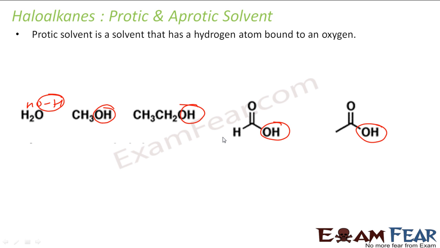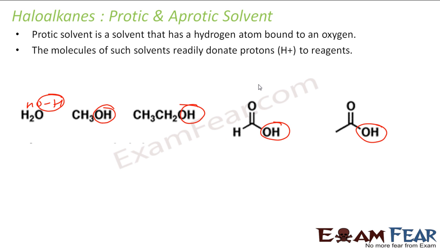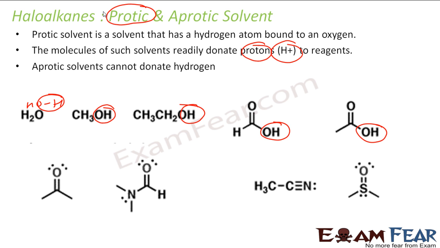And since the OH bond is not that strong a bond, they can easily donate H plus ion. So they are proton donors, right? So that's why this word protic came. They can donate protons. So proton donor, protic. And aprotic are the ones that cannot donate protons or cannot donate hydrogen.